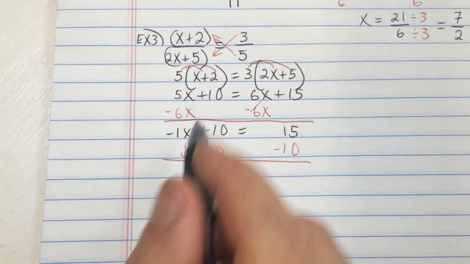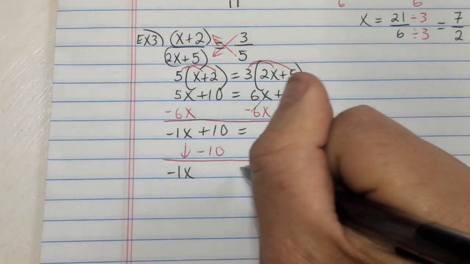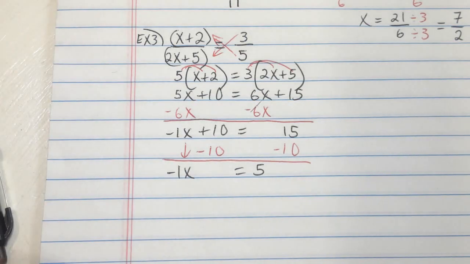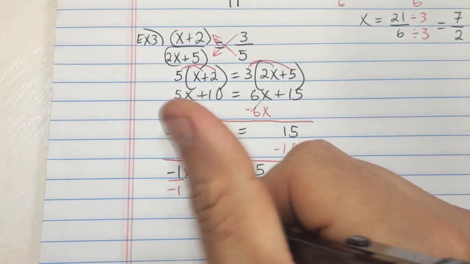So again, remember, and just be careful here, don't put that as a 1, that's a negative 1. You're moving the negative 1x down. 15 minus 10 would give me 5. And then my last step is just to divide by negative 1.